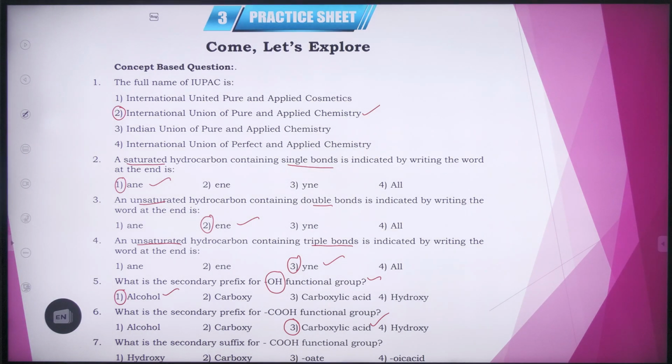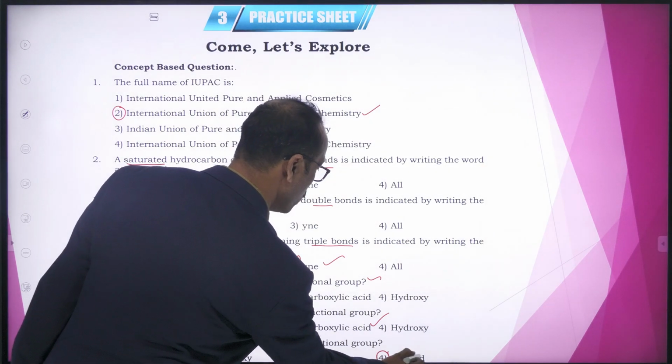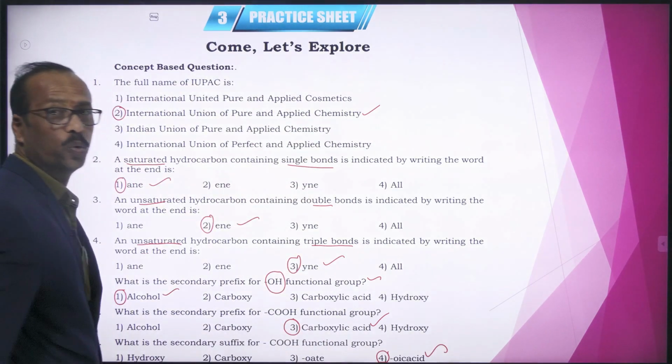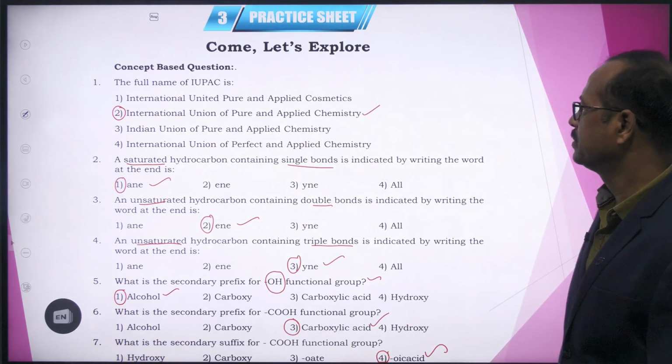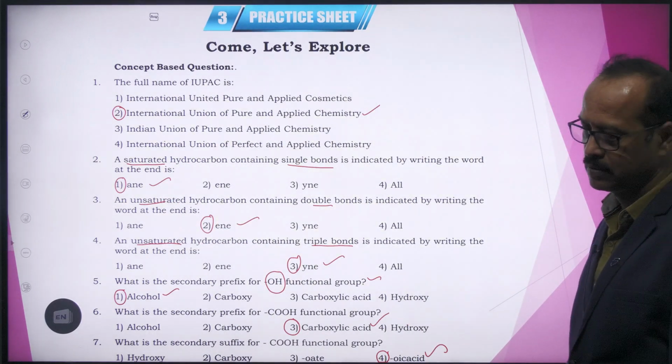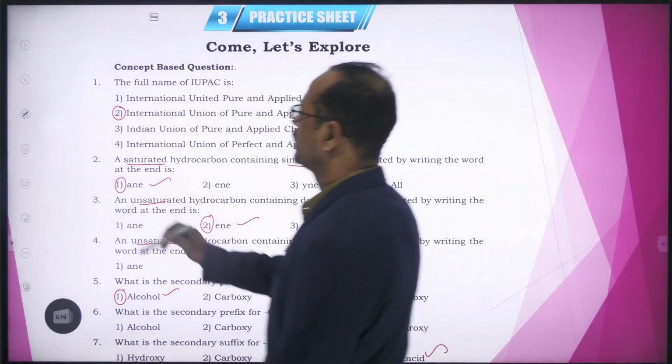What is the secondary suffix for this one? It is oic acid. COOH is called what? Oic acid, correct? So check once, all are correct. Right, we go to the next one.